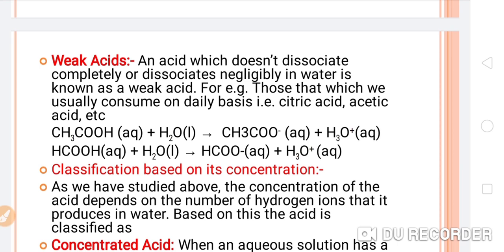So this is the big difference between the strong acid and the weak acid. You can also say that in the case of weak acid, you will get ions as well as molecules. But in the case of strong acids, you will get only and only ions. So this is the difference between the weak acid and the strong acid.